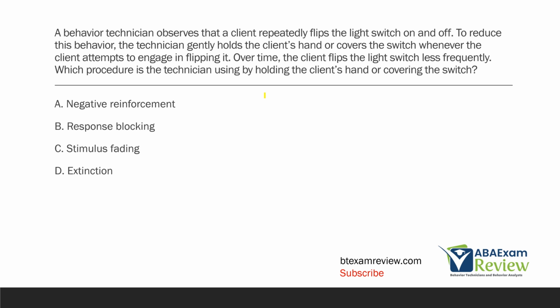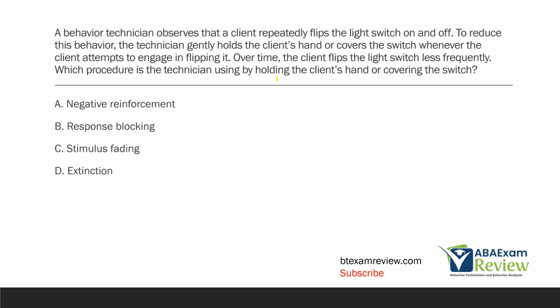A behavior technician observes that a client repeatedly flips the light switch on and off. To reduce this behavior, the technician gently holds the client's hand or covers the switch whenever the client attempts to engage in flipping it. Over time, the client flips the light switch less frequently. What procedure is the technician using by holding the client's hand or covering the switch?